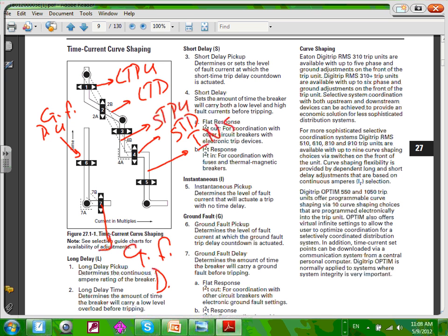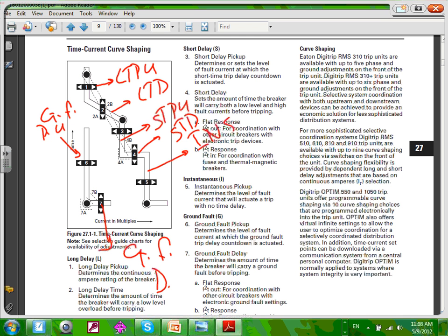Can you guys see the arrows here? The arrows indicate that you can adjust this way, less, this way, more. Less, more, less, more. To the right or to the top is always more. To the left or to the bottom is always less. Always less. And you can read about the instantaneous right here and how they size it.